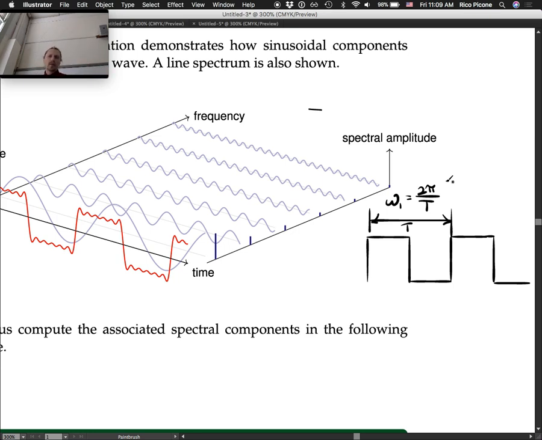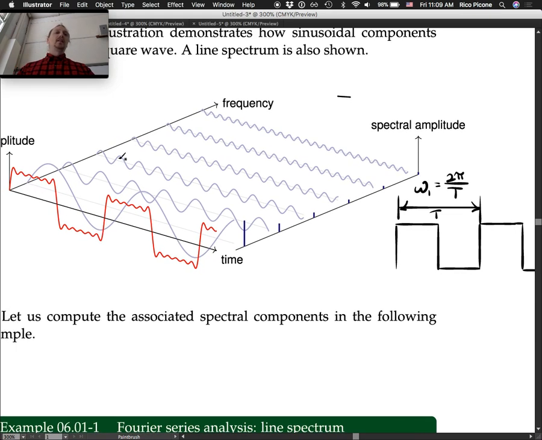So we have a fundamental frequency, which is the first component that you can see drawn here. So I'll draw it in black. And that one has the largest amplitude. So that's why on this axis we have this spectral amplitude shown as being the largest.